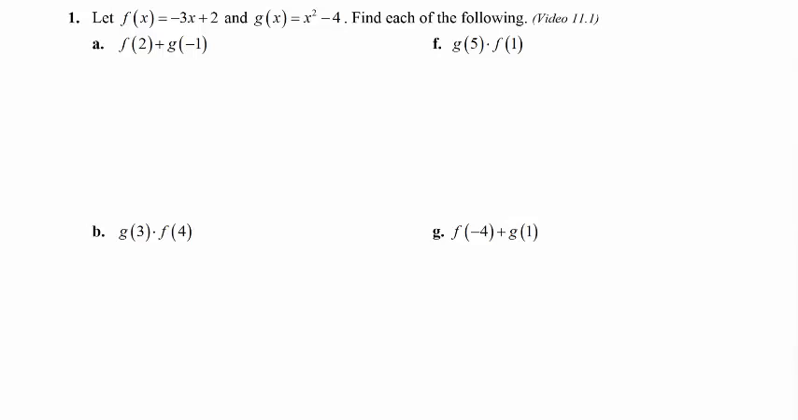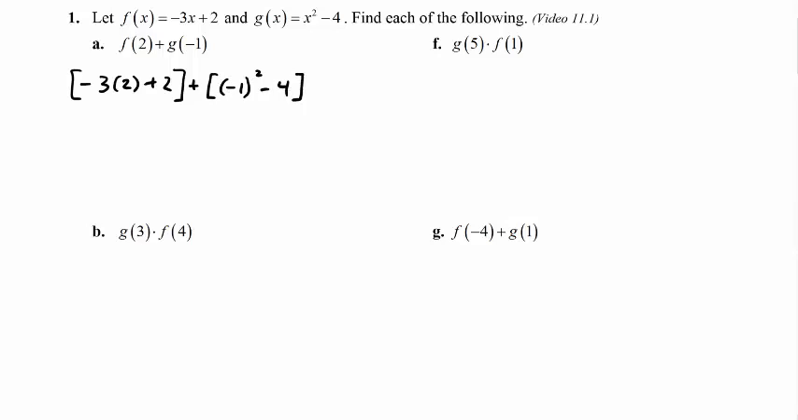If you look at part A, we want to take f of 2 and we want to add it to g of negative 1. So first of all, f of 2 means I'm plugging in a 2 here for x. So we get negative 3 times 2 plus 2. There's my f of 2. Adding to that g of negative 1, we've got negative 1 squared minus 4. And once you're there, it's just a matter of simplifying.